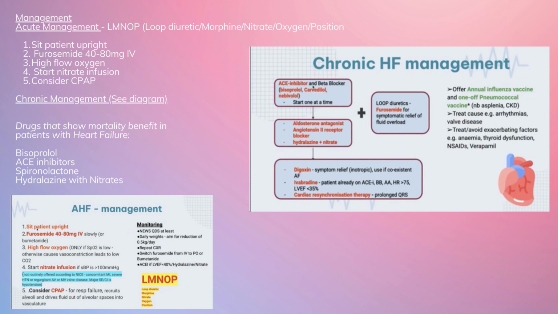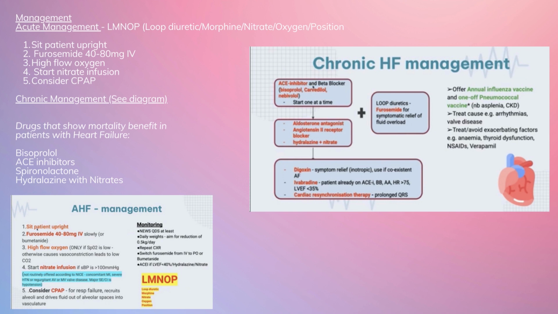And then afterwards, we want to give them digoxin, which will provide symptomatic relief, especially if they've got atrial fibrillation. Digoxin can help with rhythm control. Then we can give them ivabradine. Before we give ivabradine, we want to make sure the patient is already on an ACE inhibitor, beta blocker, and aldosterone antagonist, and that the heart rate is over 75, and they've got a reduced ejection fraction of less than 35%. Then we can consider more invasive therapy, such as cardiac resynchronization therapy, especially if they've got a prolonged QRS complex.